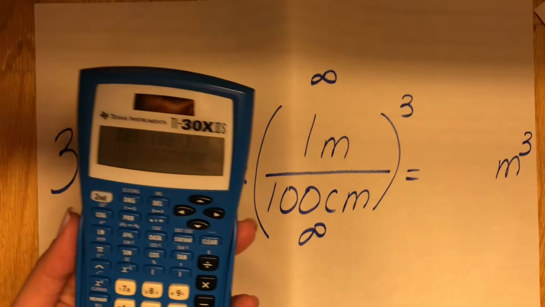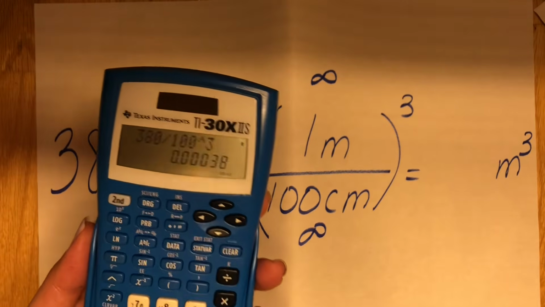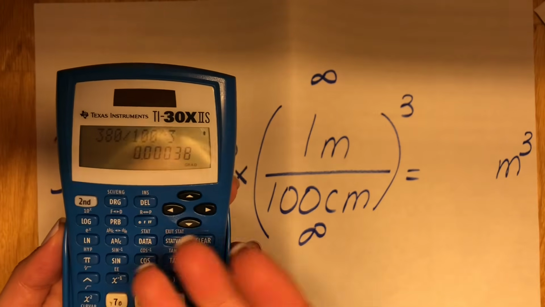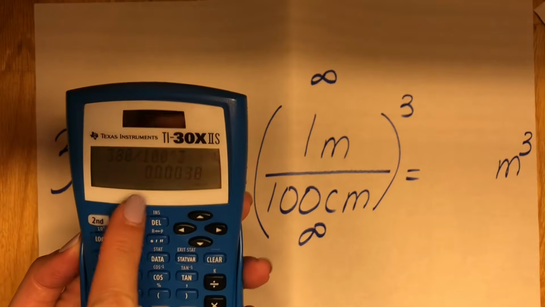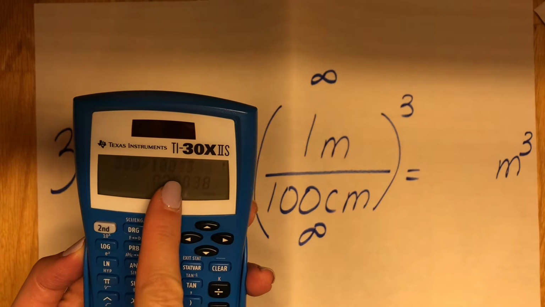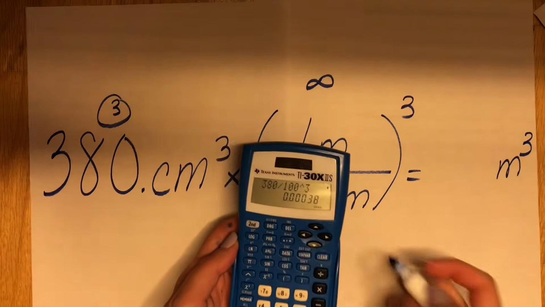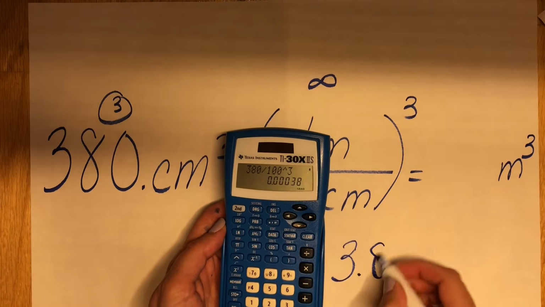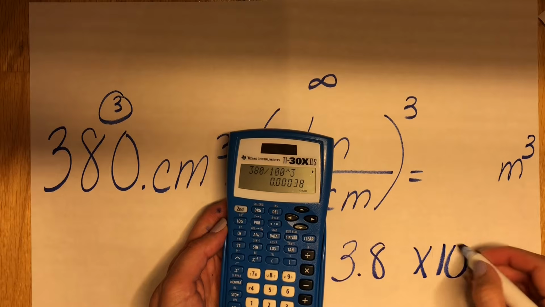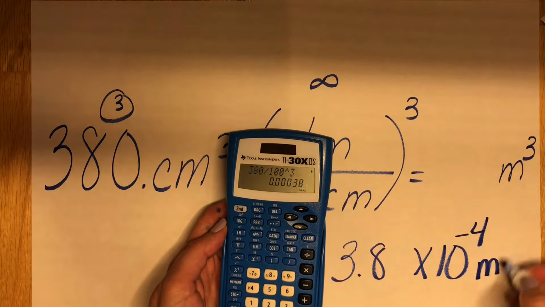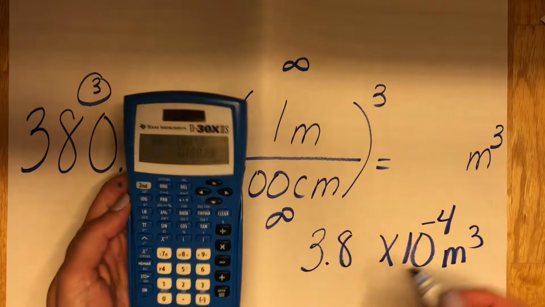So I get 0.00, so I get a lot of zeros. Remember, scientific notation is used for instances like this. So I'm going to move my decimal place over 1, 2, 3, 4 places. So let's write that down. So that's 3.8 times 10 to the negative 4th meters cubed. So just kind of shimmy my answer down here.